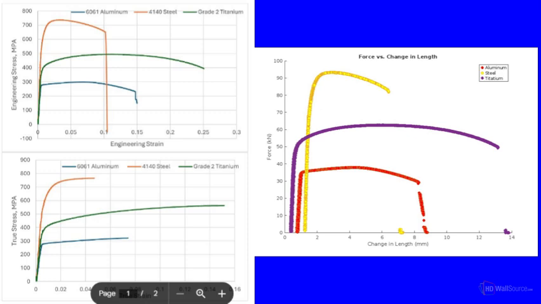And finally, with the aluminum, we can see that it has the lowest stress, meaning that it can absorb the lowest amount of force. We also see that it has the lowest strain, and this is because aluminum is the softest material out of the 3 that we tested.